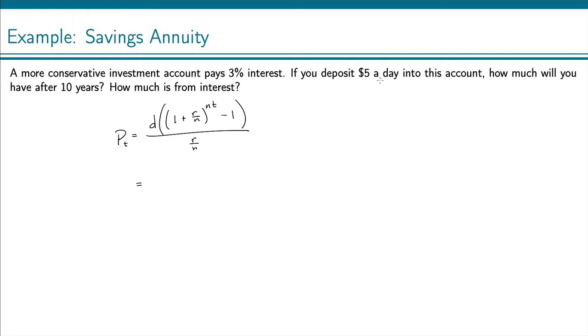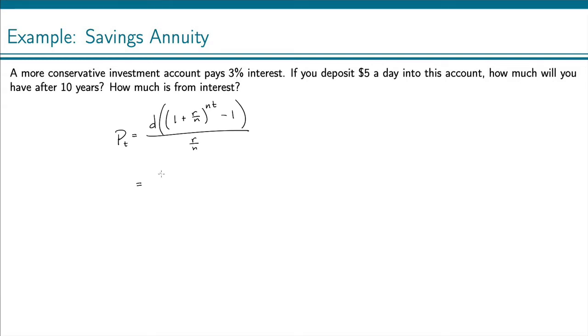Now, an important thing is that our deposit term is the same length of time as how often our interest is being compounded. It doesn't tell us how often our interest is compounded. So if we don't know, then we're going to assume that it's the same as the term for our deposits. Since we're depositing every day, we're going to assume that our interest is also compounded every day.